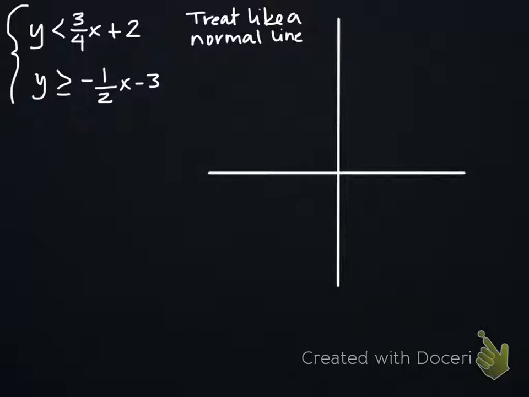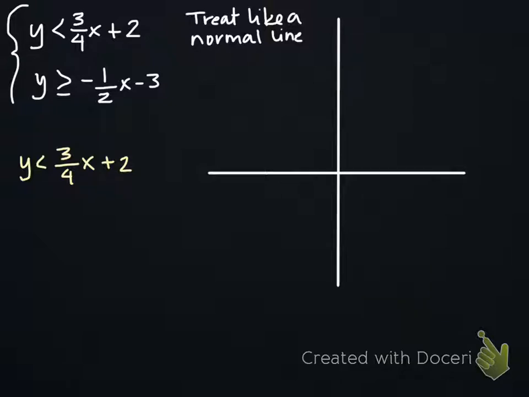The only difference is that now we're going to have shading involved, right? And then also the line might not be solid. It might be dashed. So let's look at this first one. So we have y is less than 3 over 4x plus 2. I'm going to do this one in yellow. So we have y is less than 3 over 4x plus 2.